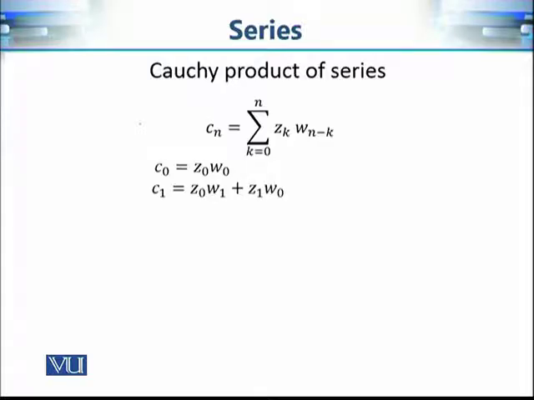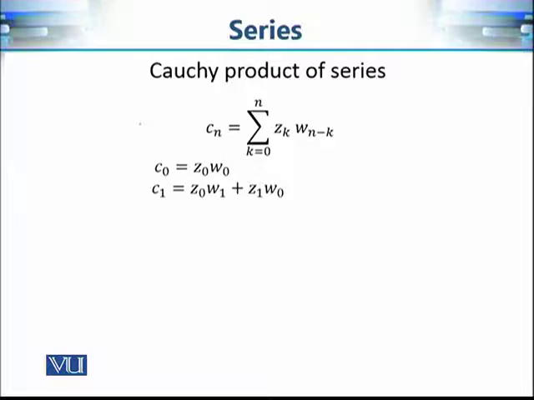So C0 contains Z0 W0. When we add the two indices, 0 plus 0, it is going to give me 0. So C0 consists of terms such that when we add their indices, it gives 0. And if we observe C1, then it is going to give me 1 when we add the indices in each and every term. The first term is Z0 W1, so 0 plus 1 is 1, and the second term is Z1 W0, and 1 plus 0 is 1 again.